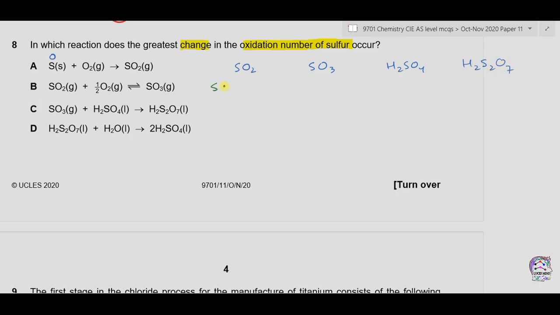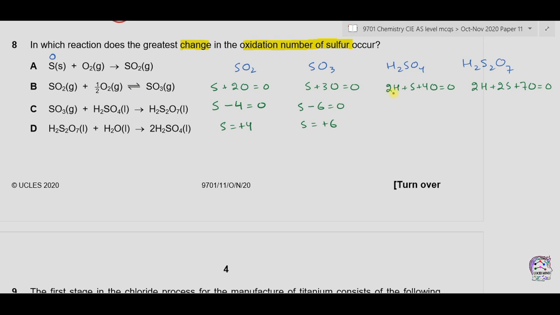In SO2 we have 1 sulfur, 2 oxygen atoms and overall charge is 0. In SO3 we have 1 sulfur, 3 oxygen atoms and overall charge is 0. In H2SO4 we have 2 hydrogens, 1 sulfur, 4 oxygens and charge is 0. In H2S2O7 we have 2 hydrogen atoms, 2 sulfur, 7 oxygens and overall charge is 0. As the oxidation state on oxygen is -2, so for 2 oxygen the charge will be -4, so sulfur is equal to +4. For SO3 we have 3 oxygen atoms, so it will be -6, so sulfur is equal to plus 6.